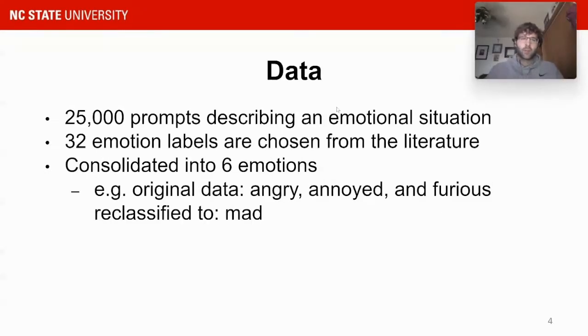Our data comes from the Rashkin study that has 25,000 prompts describing an emotional situation. 32 emotion labels were chosen from literature and put onto these situations. From those 32 labels, we consolidated down to 6 emotions based on the feelings wheel from Gloria Wilcox. So in the original data, they would have had angry, annoyed, and furious, and in our new data set, those would all be classified as mad.